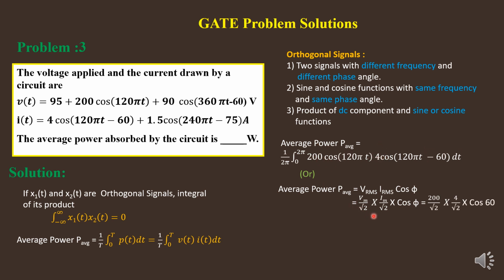200 by root 2. See here, Vm by root 2, the maximum voltage by root 2. So 200 by root 2, and I RMS is Im by root 2. So for the current, the peak value is 4, so 4 by root 2. What is the phase difference? Here 0 degree, here 60 degree. The phase difference is 60 degree. So cos phi is cos 60. So let me solve this. 200 into 4, 800. 800 by 2 is 400. Cos 60 is 1 by 2. So 200 watts.